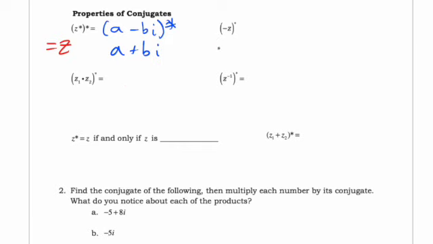So some of these might be interesting. Let's see this one here. This is like negative a minus bi, and then we do the conjugate. So you're going to get negative a plus bi.